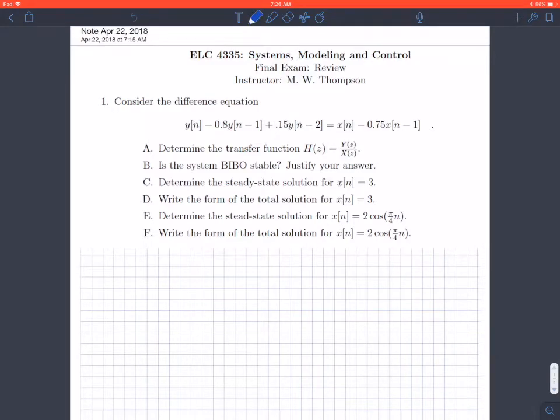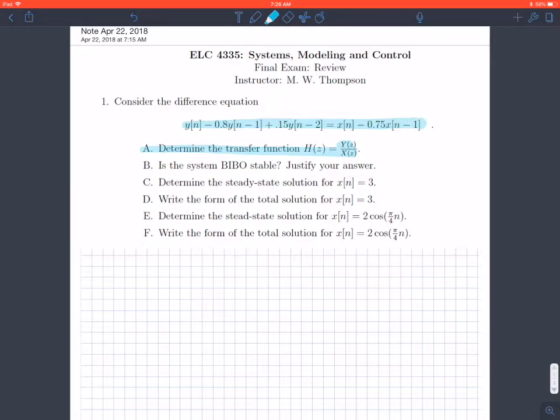In this video, we're looking at the solution to a final exam review problem, problem number 1. In problem number 1, the very first thing that we're asked to do is look at the transfer function for this difference equation.